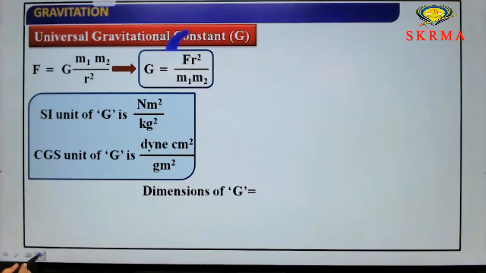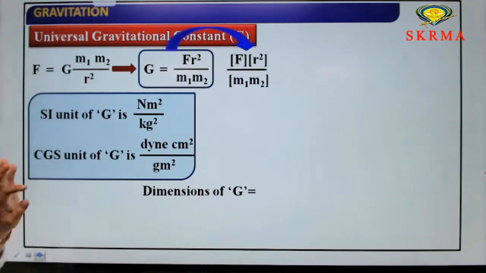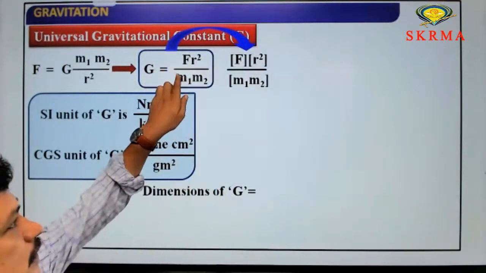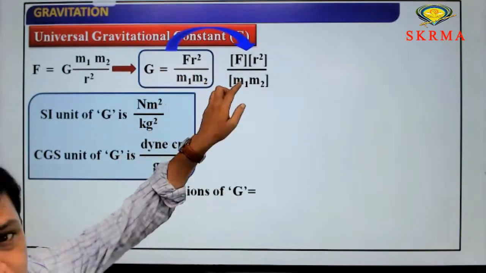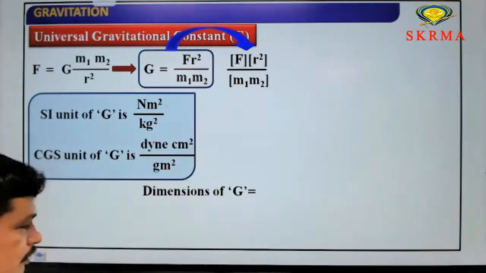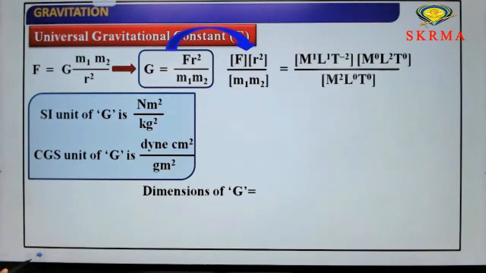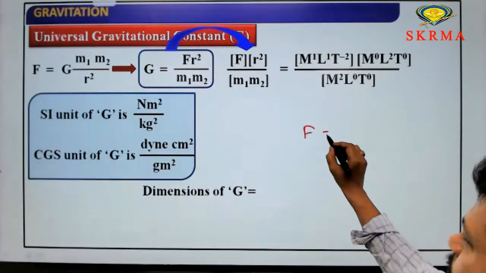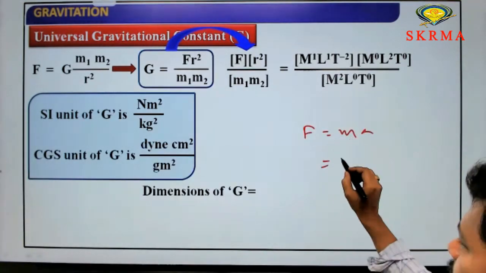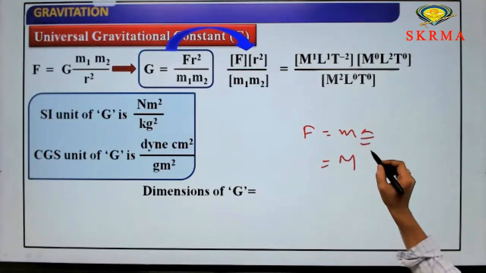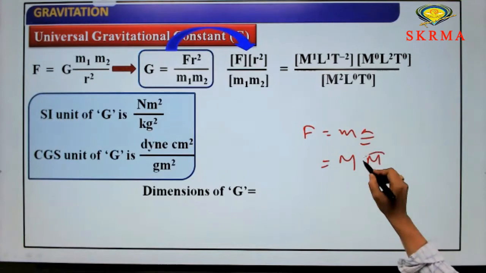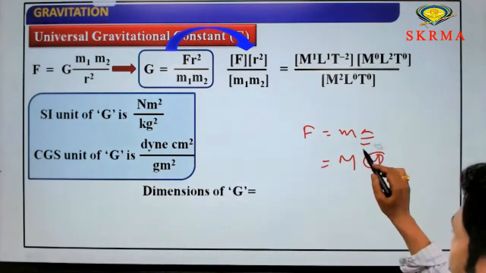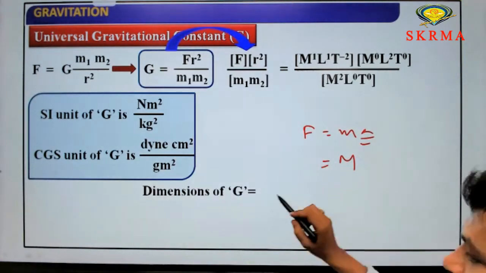What is the dimensional formula of G? To derive it, we have to write the dimension formula for every term: the force, the distance R, and the mass. What is the force dimension formula? From F equals ma, the dimension formula of mass is capital M, and the dimension formula of a is LT power minus 2.